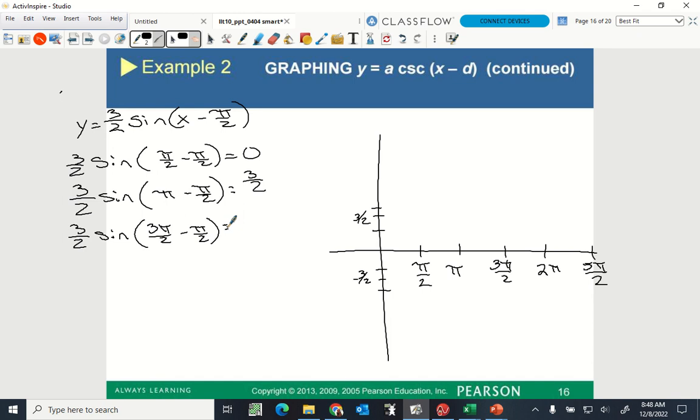All right, so 3 pi over 2. You subtract 1/2 of a pi, and you have 1 pi left. All right, so what is sine at pi? 0. 0 times 3 over 2 is 0.